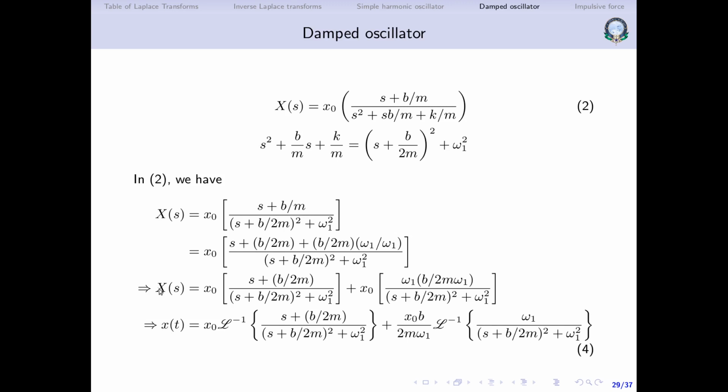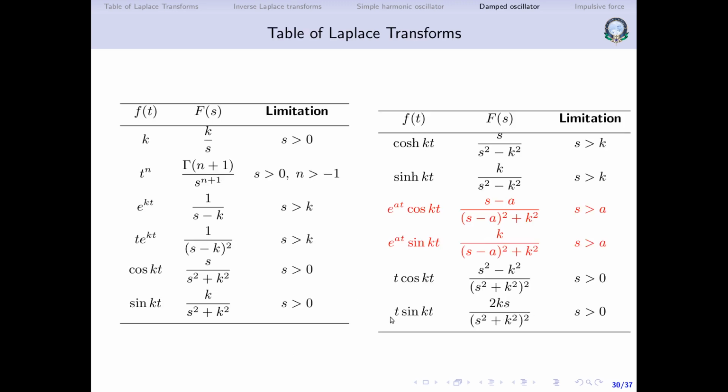Now once we have this capital X, we can find small x simply by taking the inverse Laplace transform. So small x will be x naught into the inverse Laplace transform of this, plus x naught into the inverse Laplace transform of this. Of course, b by twice m omega 1 is a constant, so I could just take it outside. So x naught into b divided by twice m omega 1 is outside. What is left remaining here is omega 1, so we take the inverse Laplace transform of this. So it's just a matter of finding the inverse Laplace transform of these two functions.